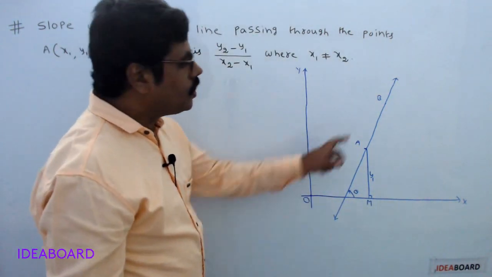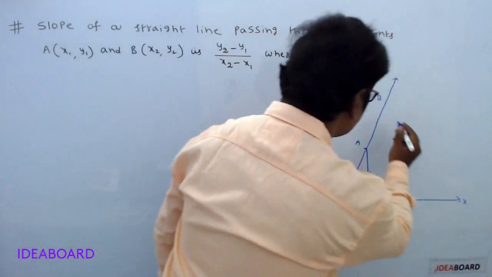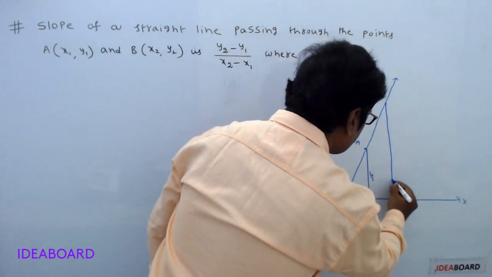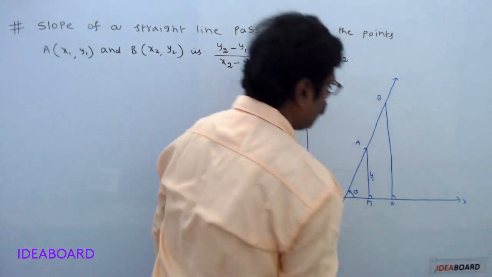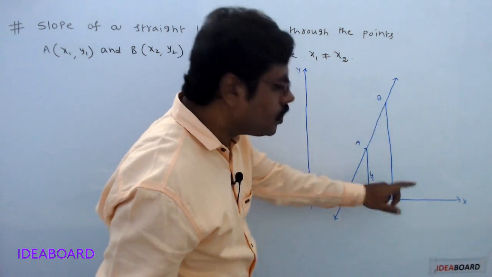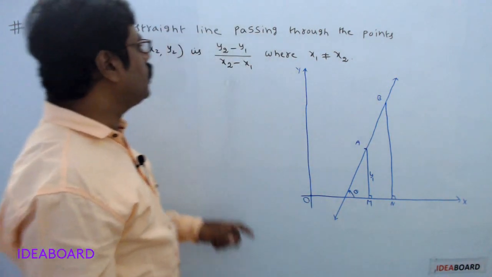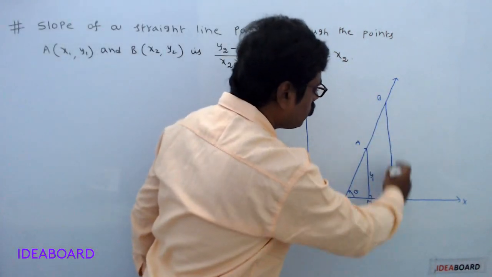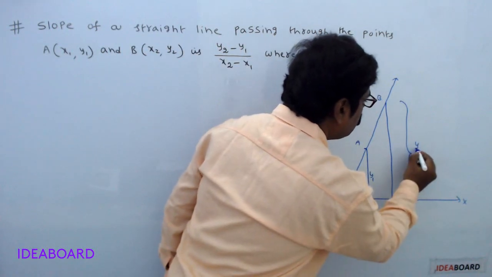Draw a perpendicular from the point B onto the x-axis. Now denote this point with the letter N. The perpendicular distance from any point onto the x-axis is called the y-coordinate of that point. Here the y-coordinate of B is y2, so this full length is y2.